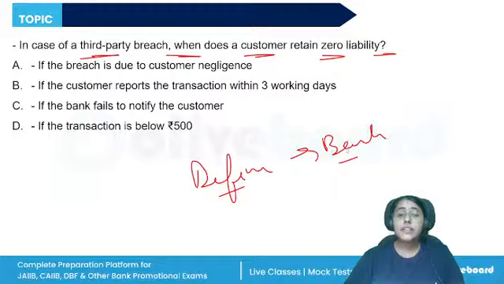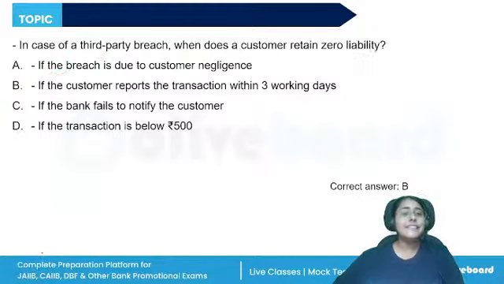But if it is a third party breach where the deficiency lies neither with the bank nor with the customer, somewhere else in the system, and the customer notifies the bank within 3 working days, then the customer will retain zero liability. Otherwise, if they make a delay, then the liability will be determined as per the bank's internal policy.